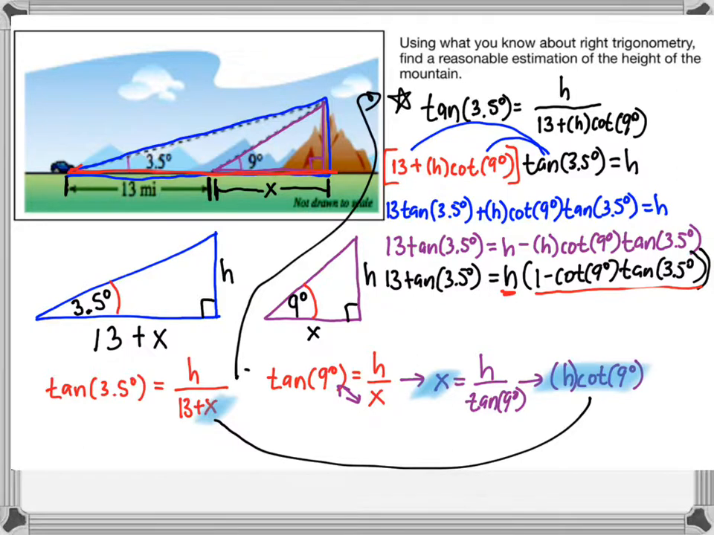So here is what the final part will look like. That's the whole yuckiness, the height of that mountain. If we want to know exactly what it is, it's approximately 1.295 miles and some change.